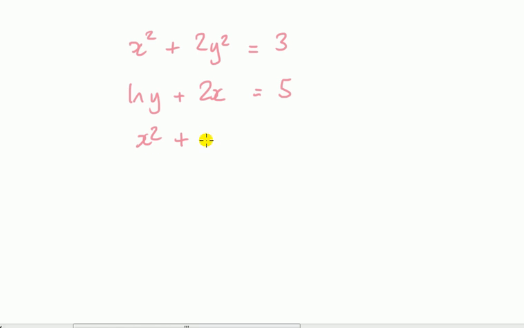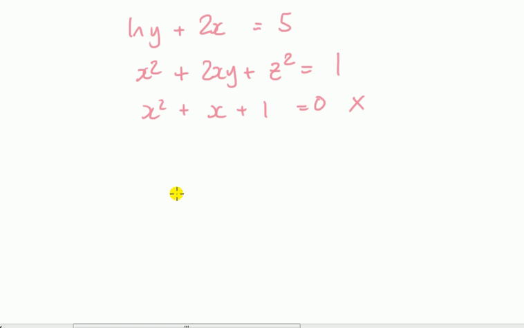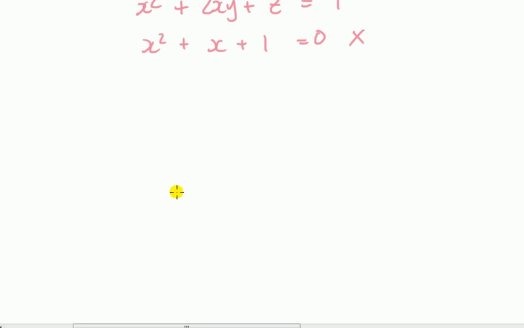Consider this one. Say, this is implicit and it's got three variables, hasn't it? This one is not an implicit function, it's just an equation. It's a quadratic equation.